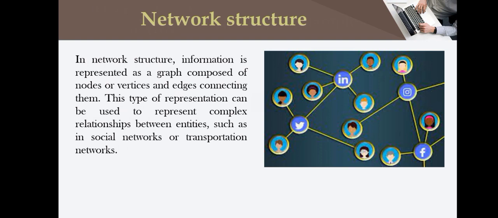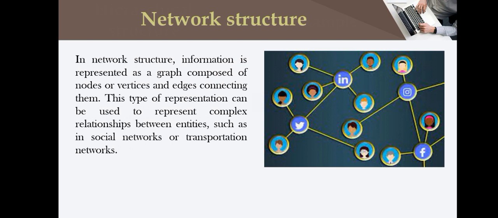Next is network structure. In a network structure, information is represented as a graph composed of nodes or vertices and edges connecting them. This type of representation can be used to represent complex relationships between entities, such as in social network or transportation networks. Nodes or vertices represent entities such as individuals or locations and edges represent the relationships or connection between them.